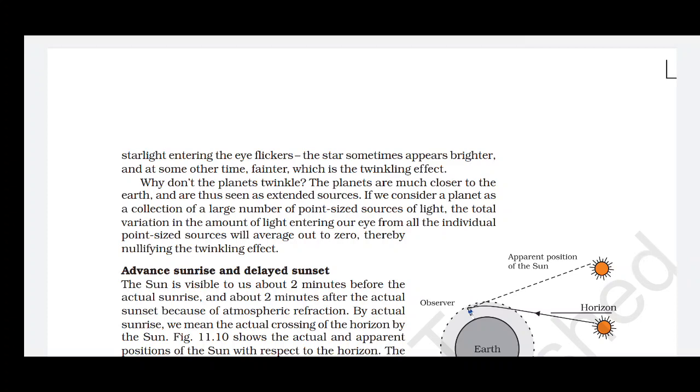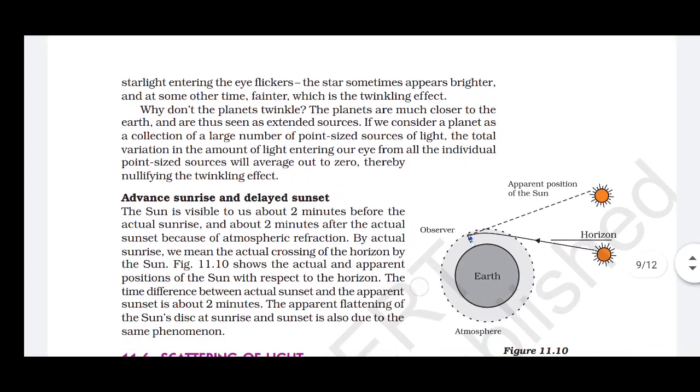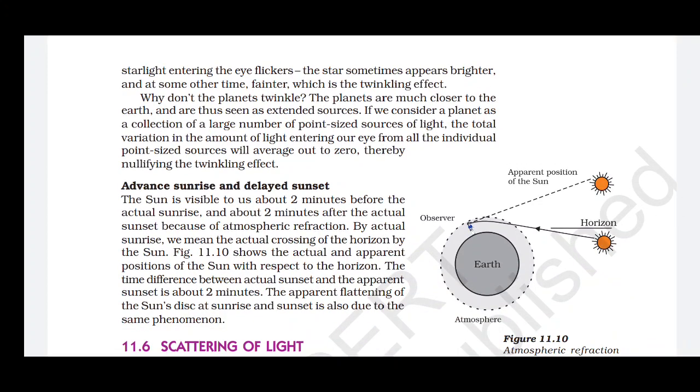Now, why don't planets twinkle? Because planets are much closer to the Earth. If we consider a planet as a collection of a large number of point-sized sources of light, the total variation in the amount of light entering our eye from the individual point-sized sources will average out to be zero. Thereby, it nullifies the twinkling effect.